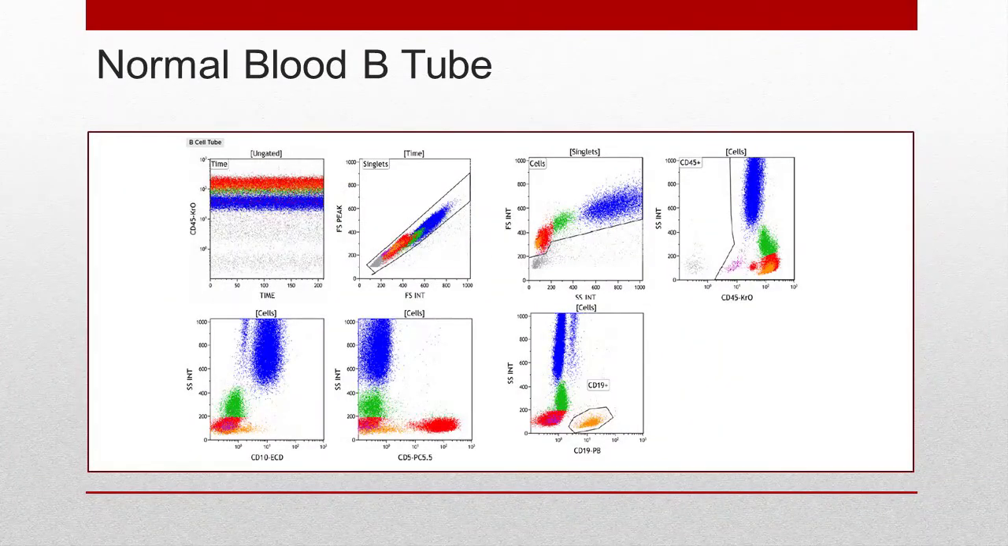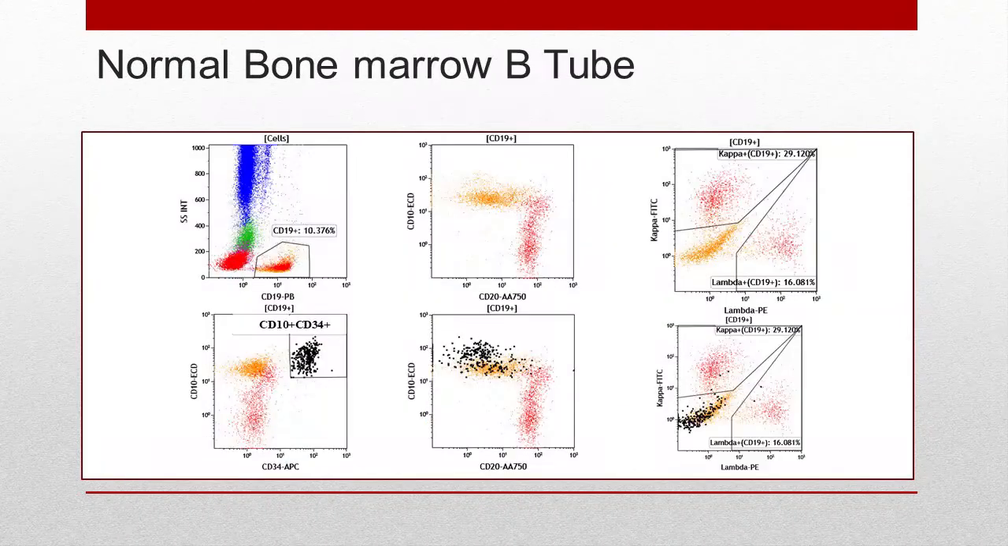If we then move to running normal blood with this system, you can see here's normal B cells run with the B tube, and this has obviously not solely B cell markers, but you're looking for abnormal B cell markers. But in this case, you can see CD10 only expressed on the granulocyte. You can see CD5 expressed on T cells, and here are the B cells that we're looking at here.